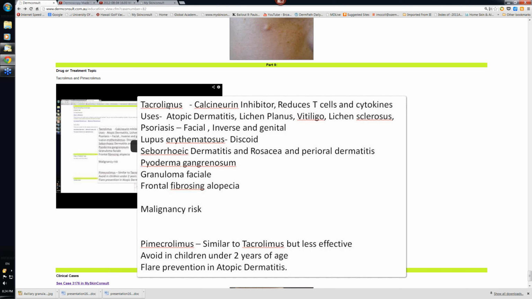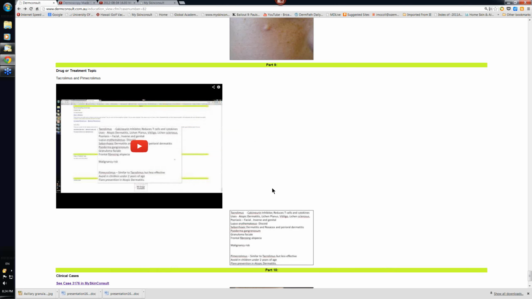You can see here, though, that it reduces the production of T cells and the cytokines that they produce. So it's useful in a variety of other disorders as well. And you'll see there that it's listed for lichen planus, vitiligo, lichen sclerosus. They're even used in psoriasis in some of these circumstances. So have a listen to this video. I will go into some of these topics during the webinar itself.